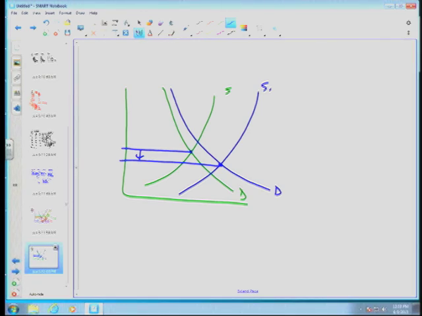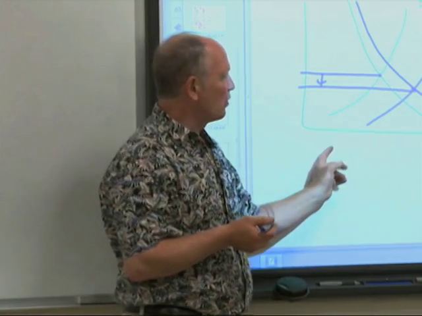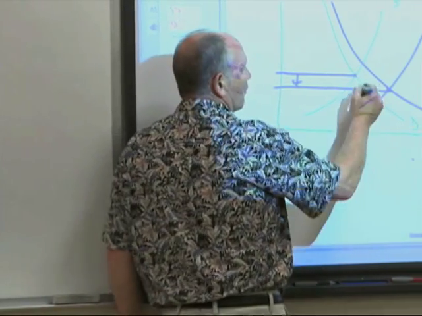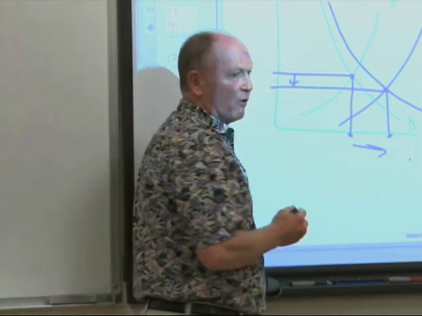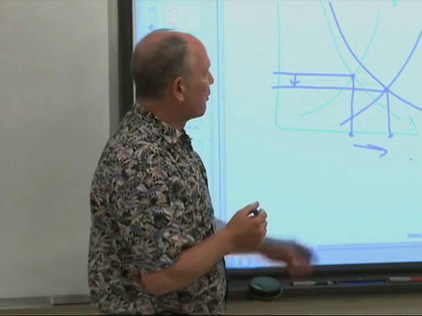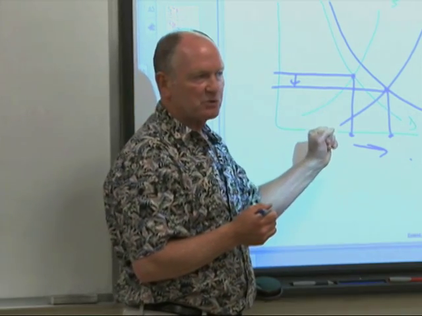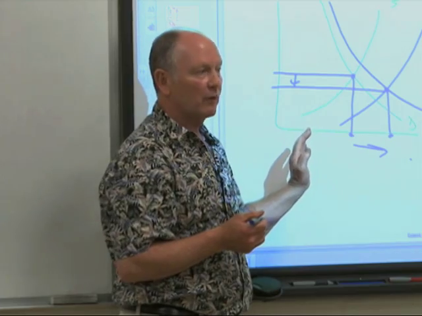Both curves are shifting in the same direction. We know what's going to happen to quantity. We want more, and they're giving us more. Quantity's got to be going up, okay? But what happens to price depends upon which one shifts more, right?